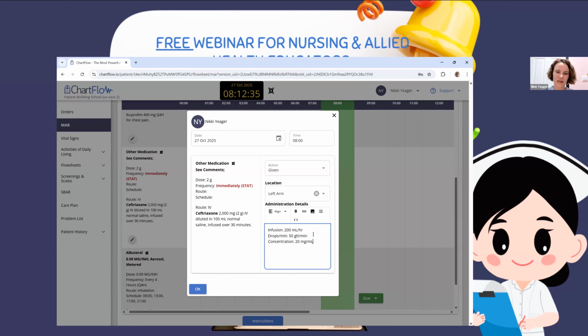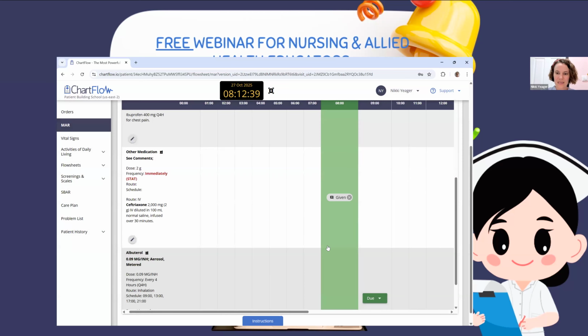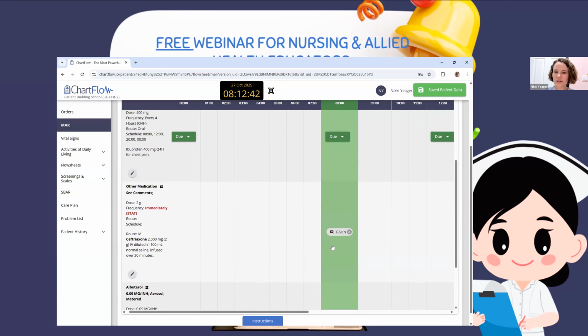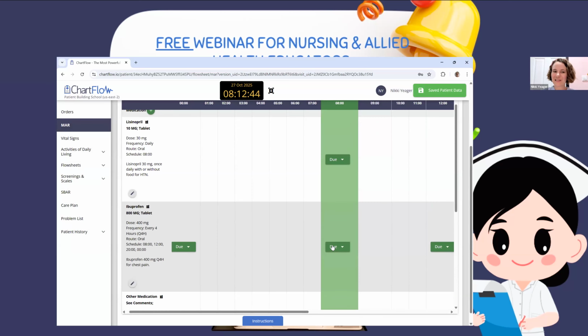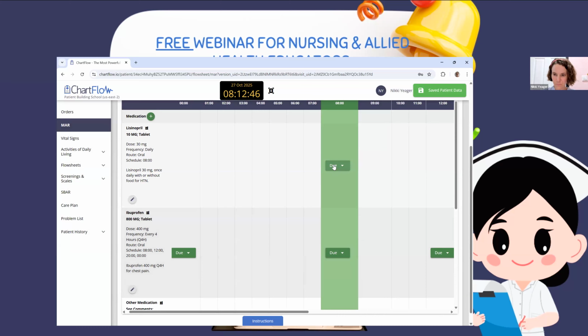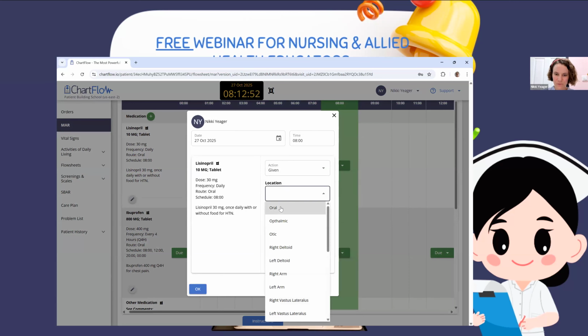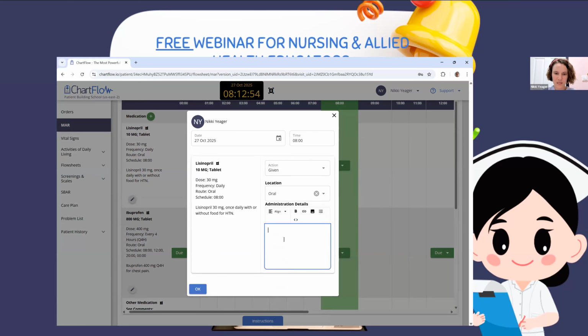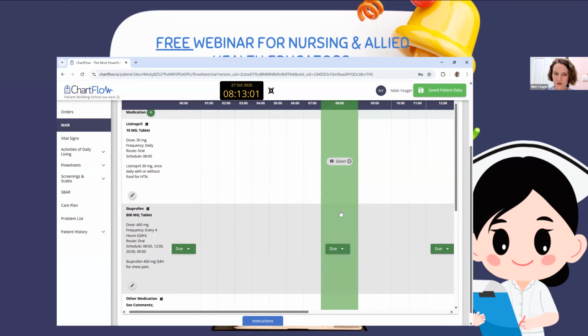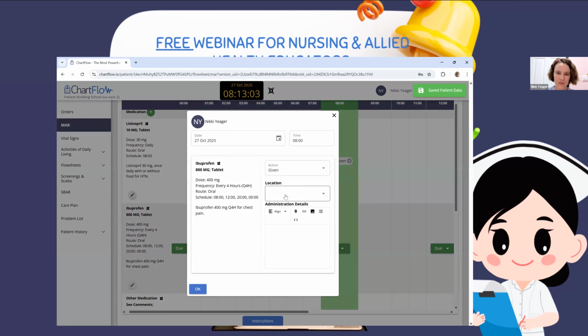Same thing, we want to make sure they're writing everything correctly in here. Once I filled it all out, I can hit OK. And just so you know, I know we already did the math, but the same process would work for your lisinopril and your ibuprofen, where you can come in here and say it's given. We gave it orally, and we gave 3 tablets, 30 milligrams. So we can make all of our notes for any medications given.